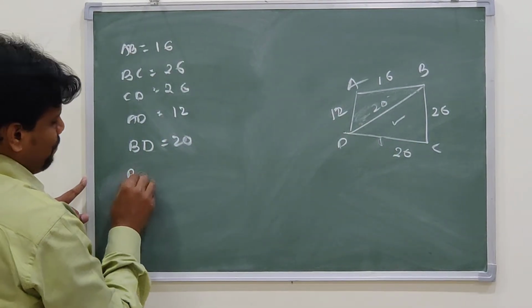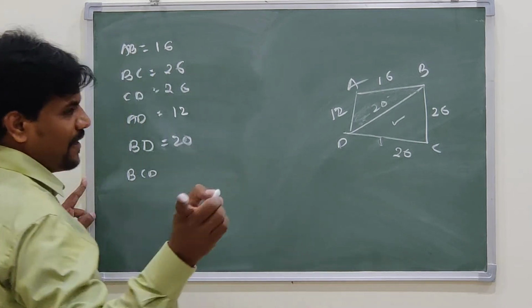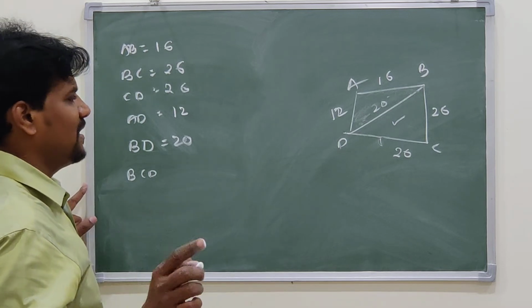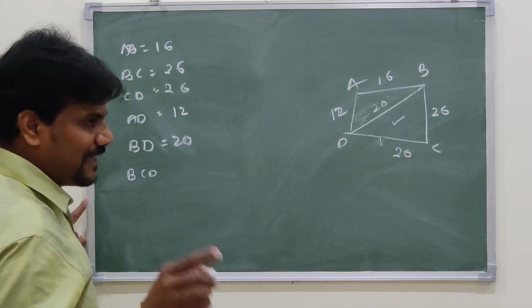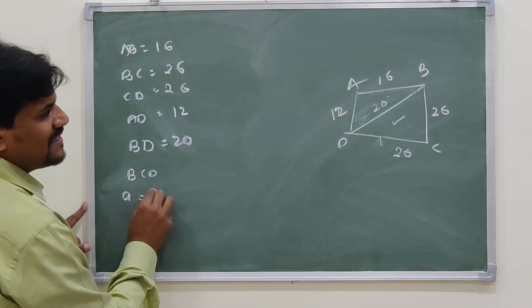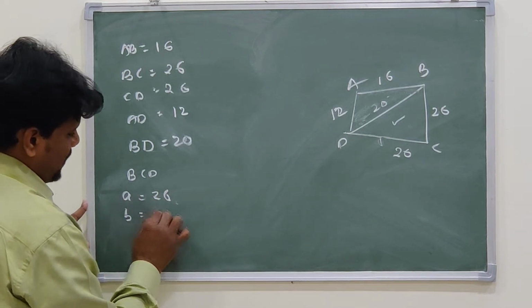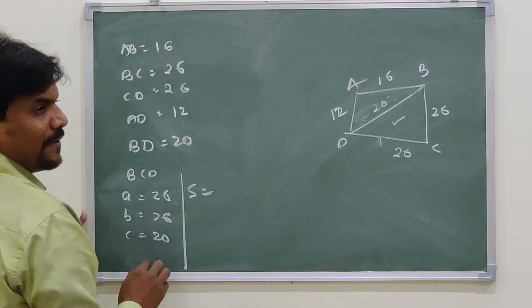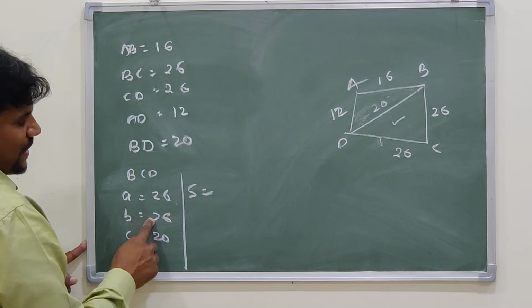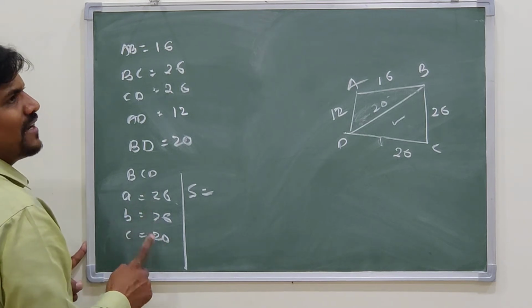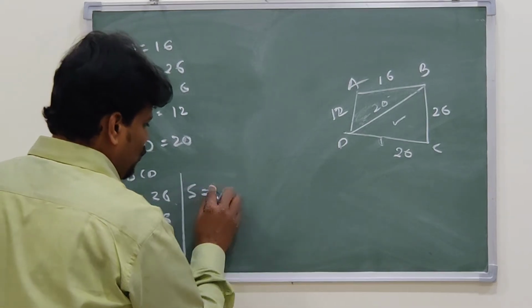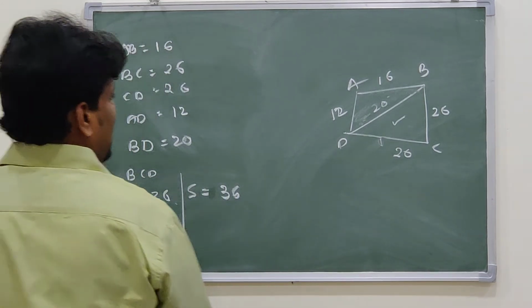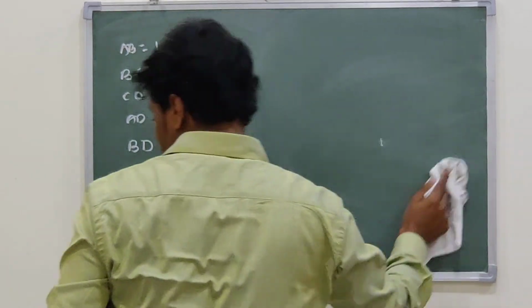The triangle's name will be BCD. So what will be your statement? The sides of triangle BCD are: you can take A equals 26, B equals 26, C equals 20. So S will be equal to 26 and 26 make 52, 52 plus 20 is 72, 72 by 2 will be 36. And once you have S, now we can have the complete answer.